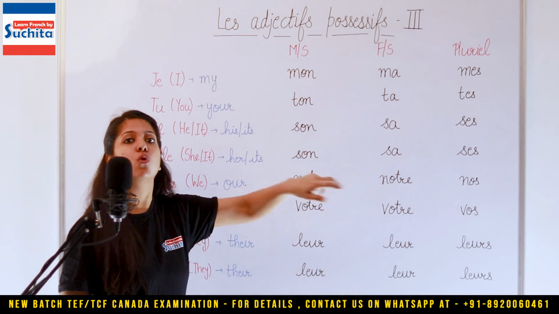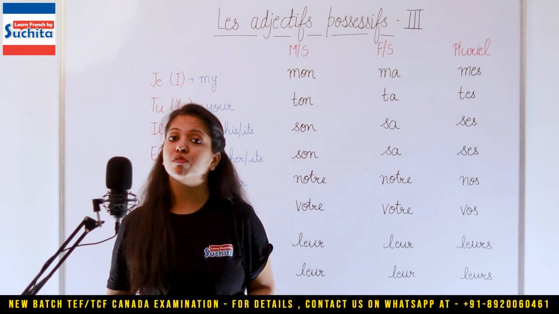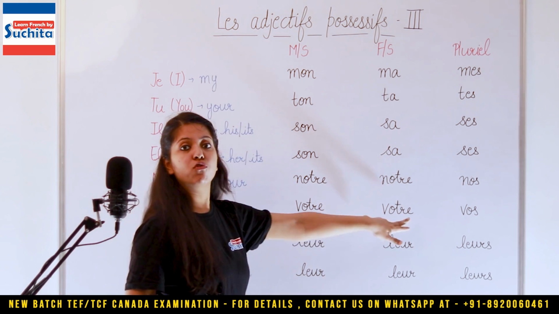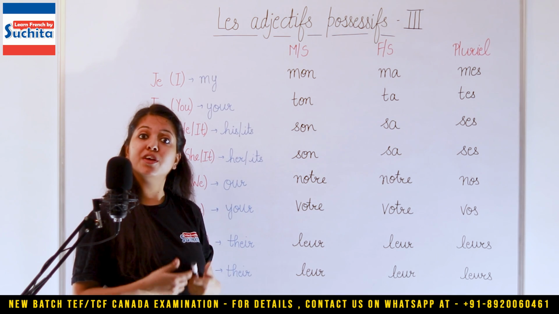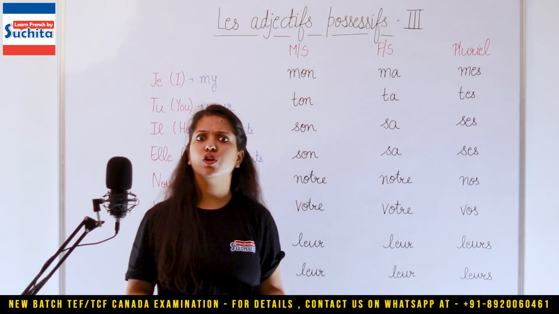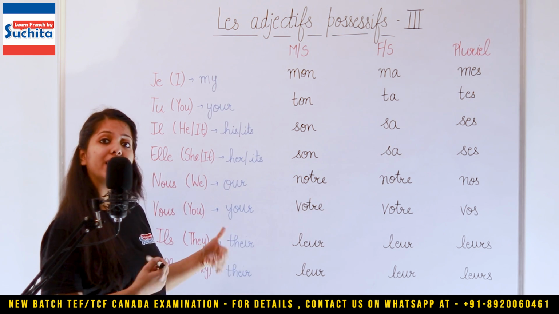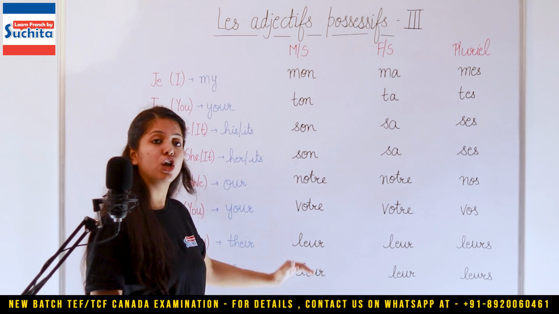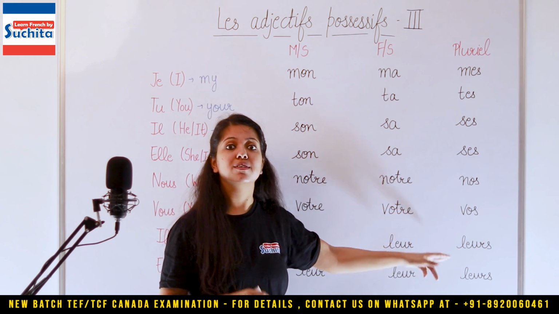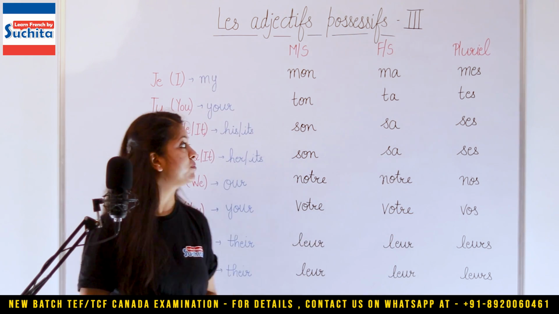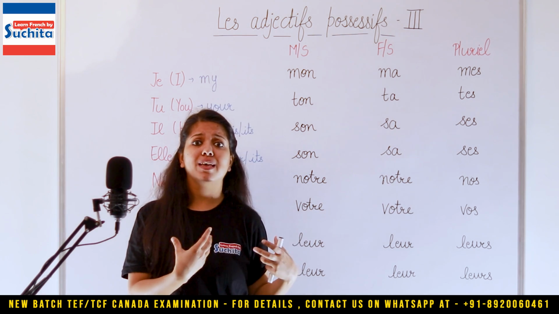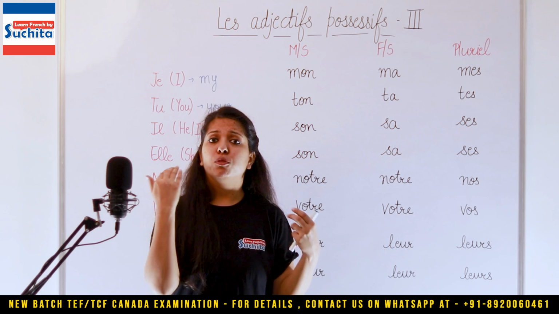Notre, notre, nos. The meaning of all three of them is our. Votre, votre, vos. The meaning of all three of them is your. Leur, leur, leurs. The meaning of all three of them, their. And even in the feminine case, it is going to be leur. Attention, do not pronounce it as leurs. Leur, leur et leurs.